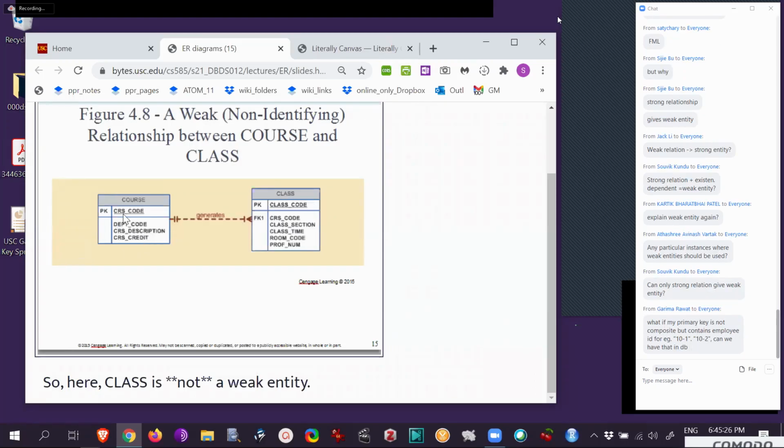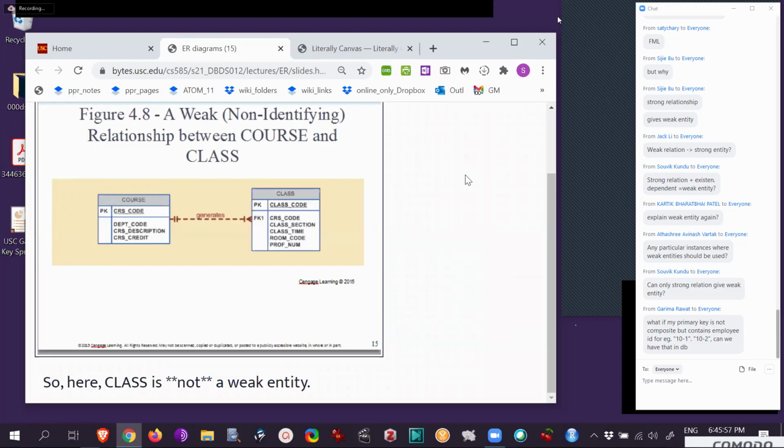Supposing a course like CS 585. What if the primary key is not composite but contains employee ID? Yeah, sure. It doesn't matter what the primary key is. If you stick it also here and you make the tables tangled up, it still has a strong relationship. If this is a string, you can put the whole string in here. Or if this is a composite, you can stick the whole composite here. It is the idea that the primary key here is also a part of the primary key here. That is what makes it strong.